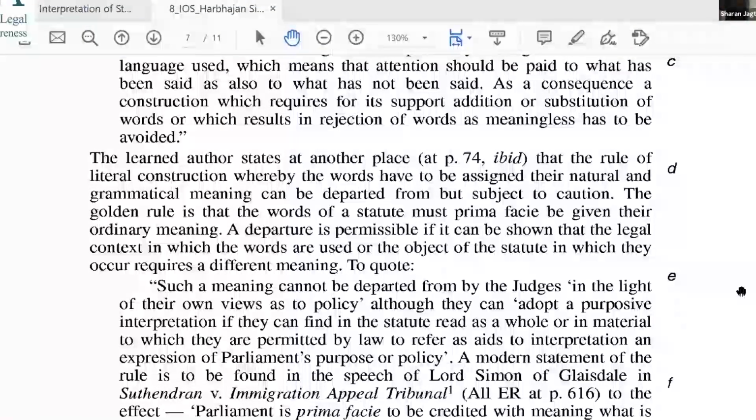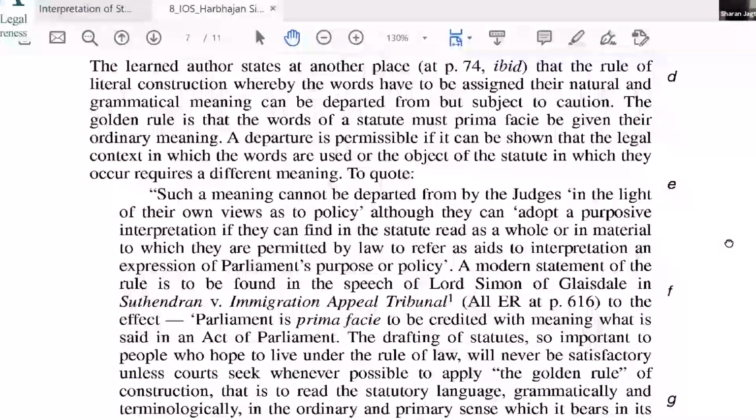The golden rule is that words of a statute must prima facie, please mark the words prima facie, be given their ordinary meaning. A departure is permissible if it can be shown that the legal context in which the words are used or the object of the statute in which they occur requires a different meaning. And then it goes on to explain the purposive rule, finding out the context of a legislation, etc.